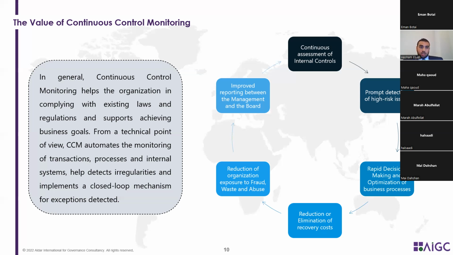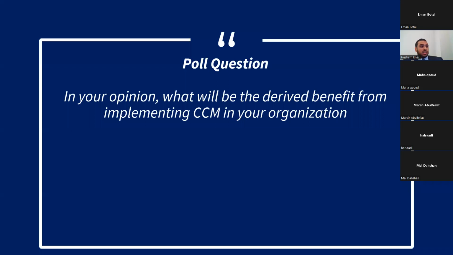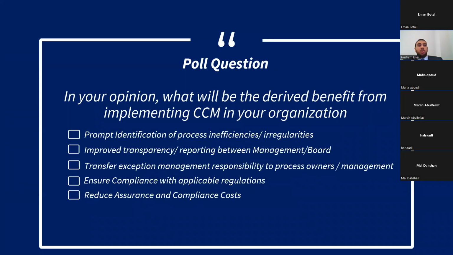Which will bring us to our next topic, implementation of continuous control monitoring. But before that, I would like you to answer the second poll question: in your opinion, what will be the derived benefit from implementing that? Whether it's prompt identification of process inefficiencies or irregularities, improved transparency and reporting between management and the board, transferring exception management responsibility to process owners and management instead of it being handled by audit, ensuring compliance with applicable regulation, and reducing assurance and compliance costs. Please feel free to answer in the chat box.